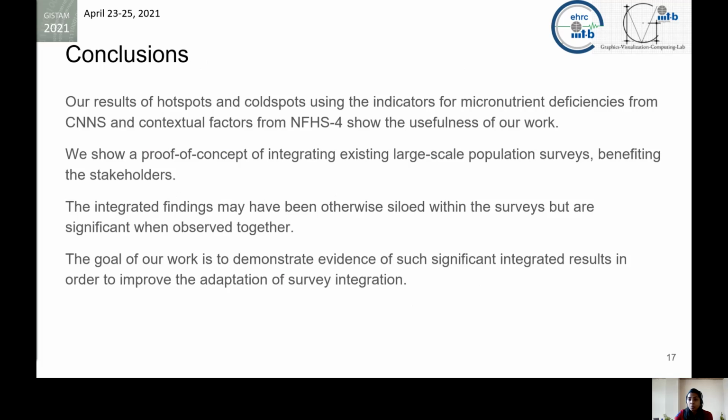In summary, we show a proof of concept of integrating existing large-scale population surveys benefiting the stakeholders. The integrated findings may have been otherwise siloed within the survey but are significant when observed together. Planning joint outcomes across different surveys and mining data jointly from multiple surveys can give deeper insight together while preserving the autonomy of each survey in its entirety.